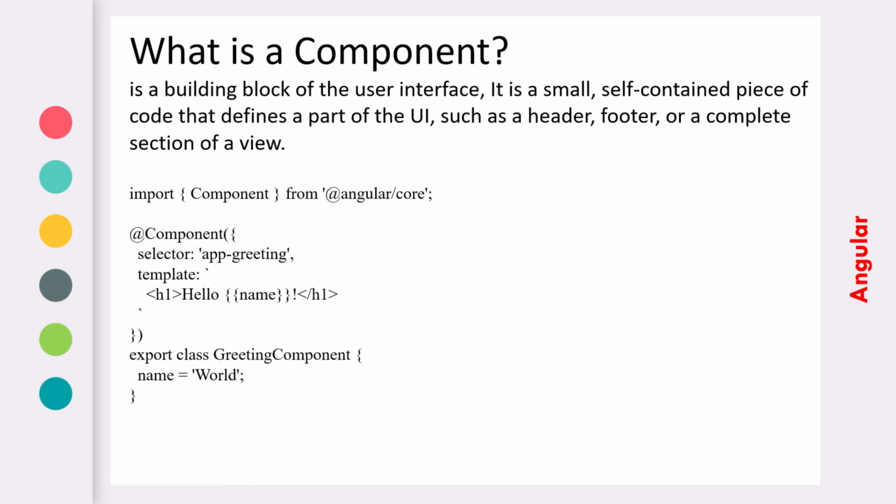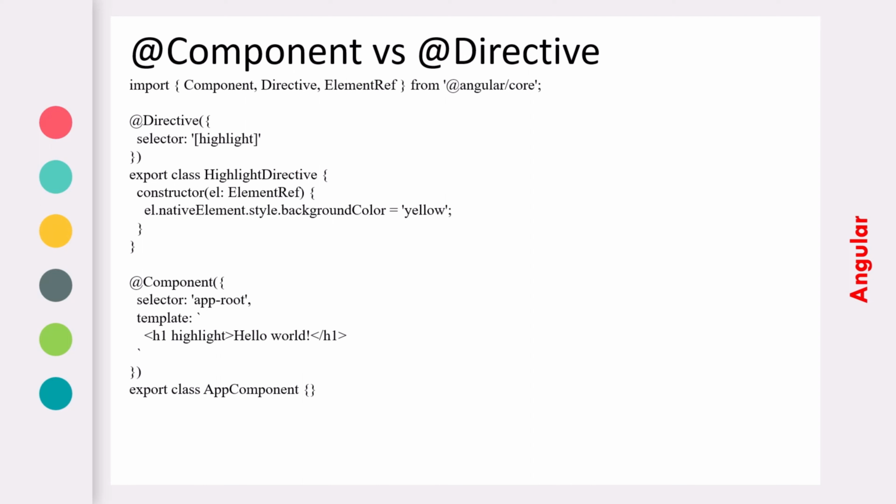For example, a login form could be implemented as a component. The component would contain the HTML for the form as well as the logic for handling user input and submitting the form. This makes it easier to reuse the login form in multiple places throughout the application and to modify its behavior and appearance independently of other parts of the application. Components allow you to create more maintainable, scalable, and reusable code, making it easier to build complex applications with a consistent look and feel. Component versus directive.